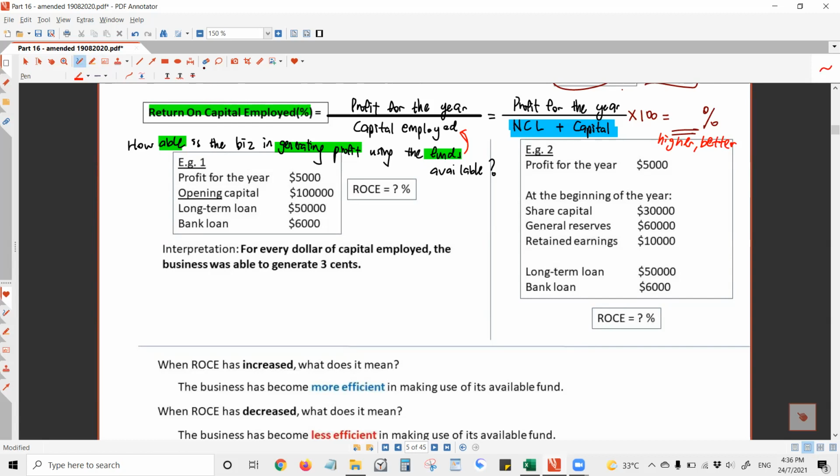So you try to calculate using the example on the left. What is the ROCE? You try and then you tell me what you get. Once you have gotten the number, you can round it off to 1 decimal place.